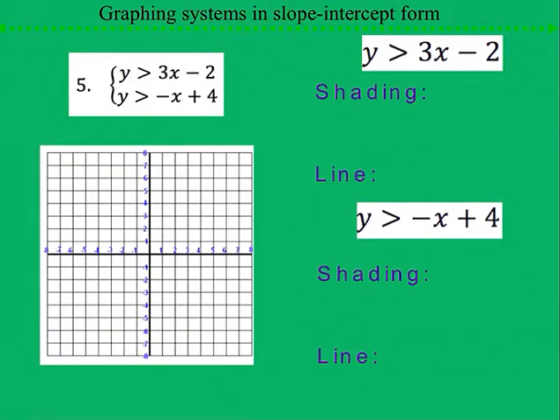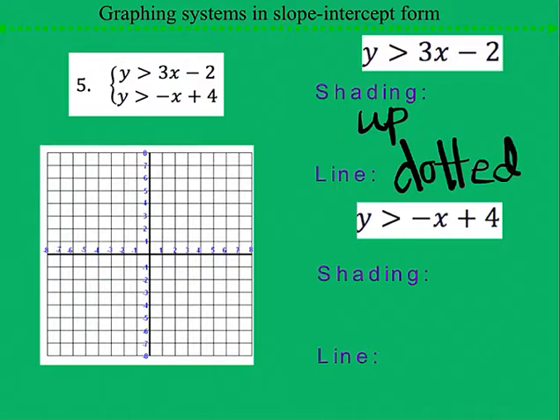So if you think you understand these and you want to try the rest of these by yourself, you can do that as well. So I noticed here that it's opening towards my Y, so it's going to be shaded up. There's no line underneath my inequality, so it's going to be dotted. Okay, so then we're crossing the y-axis at a -2. And then my slope is 3 over 1.